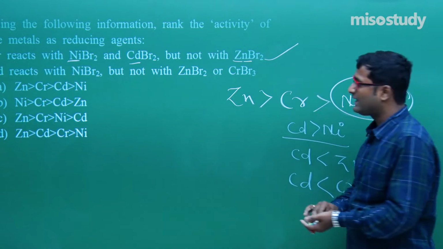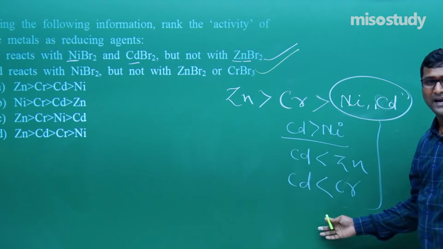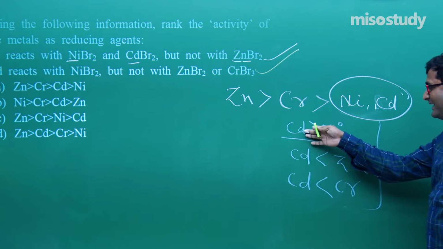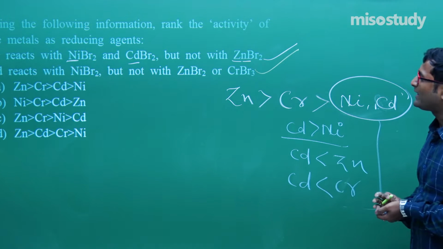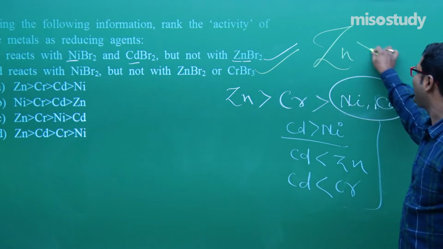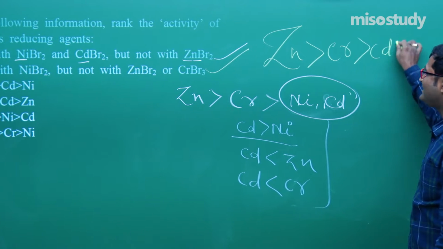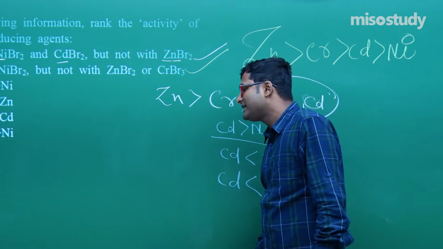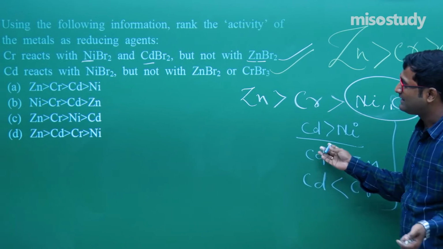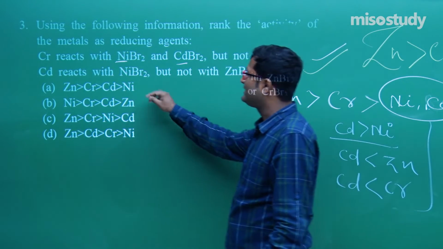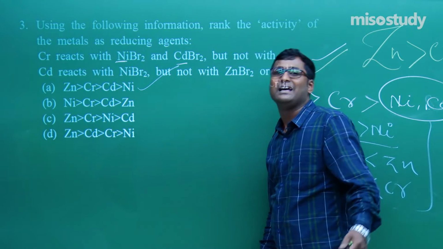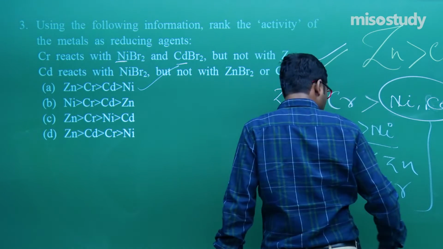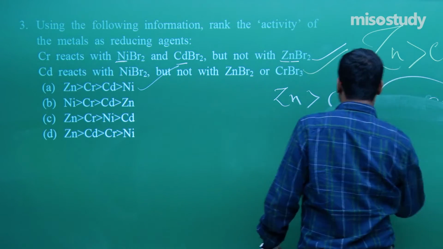Clear? Now, after including both the options, what do we find here? First comes Zn, then Cr, then look at Cd, then there comes Ni. Now, what is the order? The final order is Zn, Cr, Cd and Ni. So tell me which is the correct option here. Sir, it's very simple. The correct option is Zn, Cr, Cd and Ni. So for this question, A is the correct option. Clear, friend? So let's move to the next question.